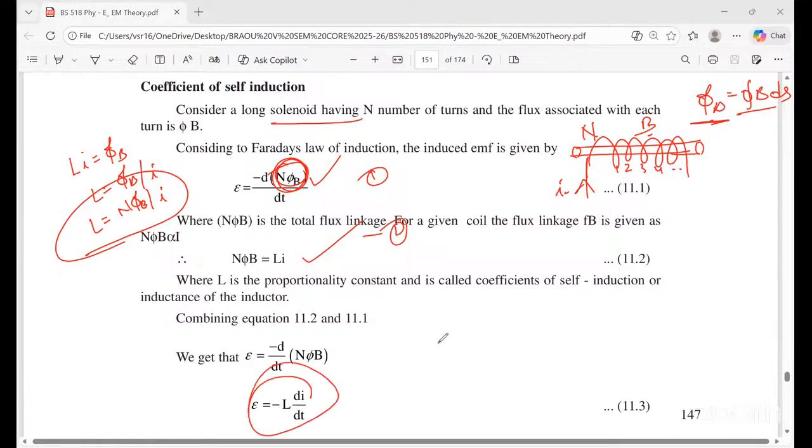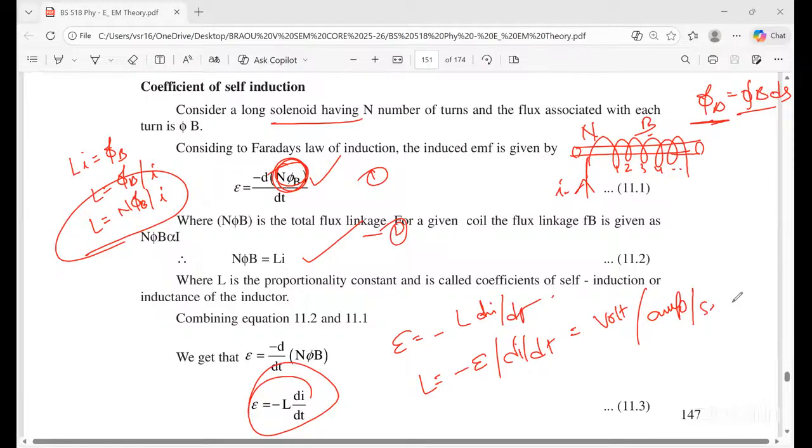So what is E? E is the EMF, electromotive force. E equals minus L dI by dt, or else L equals minus E by dI by dt. E is measured in volts, so the unit is volt second per ampere, which is nothing but a Henry.